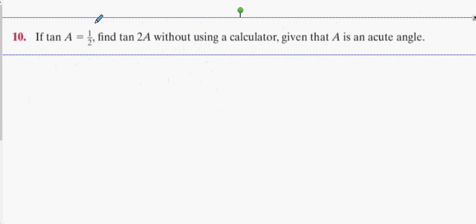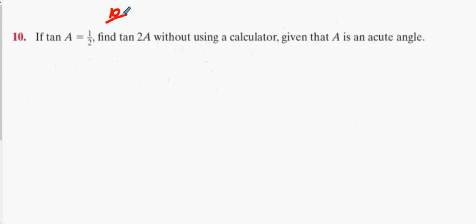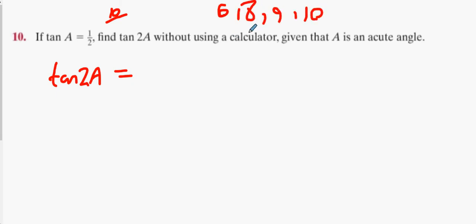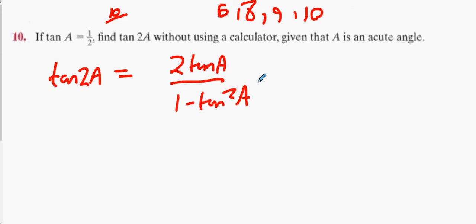Six, 8, 9, 10. It says specifically without a calculator, so okay. Once again, go to page 14 and look up the tan 2A formula. And where's the tan 2A formula? Is it bottom of page 14, is it? And I'm about to get 2 tan A over 1 minus. And what do I replace tan A with? A half. This one was easy.